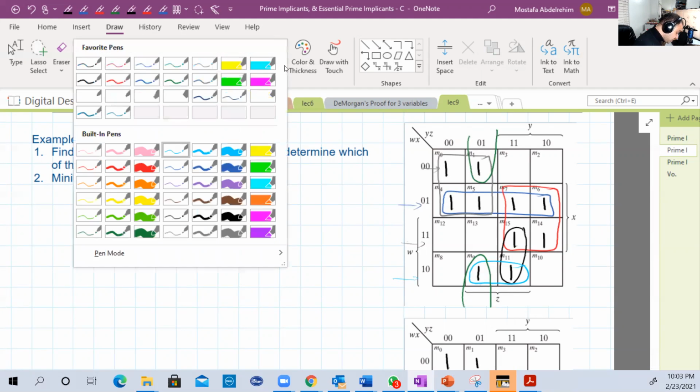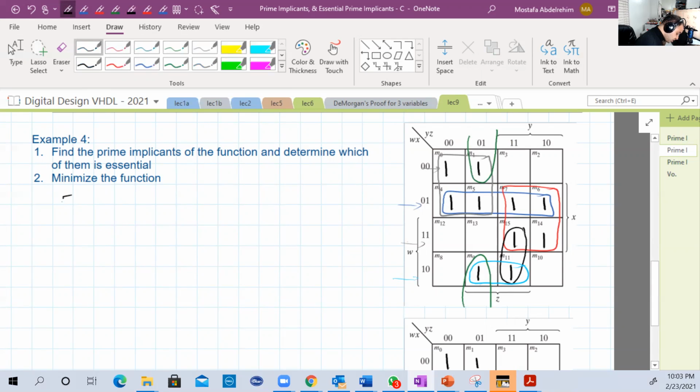Now which is the essential prime implicant, and which is just a normal prime implicant. Okay, so let's start with the gray one. The gray is essential because this one here doesn't belong to any other group. So this would be W bar, X is changing, Z is changing, Y bar.